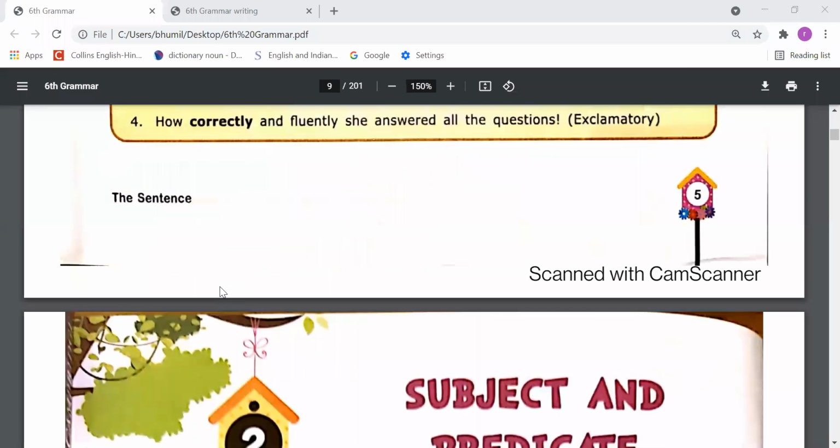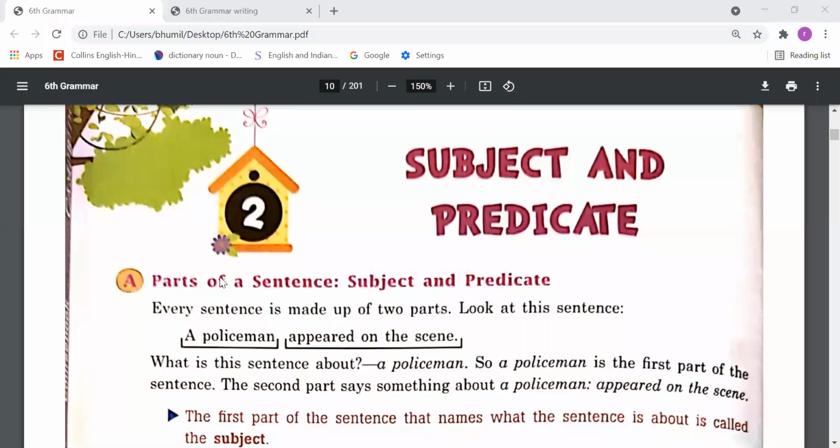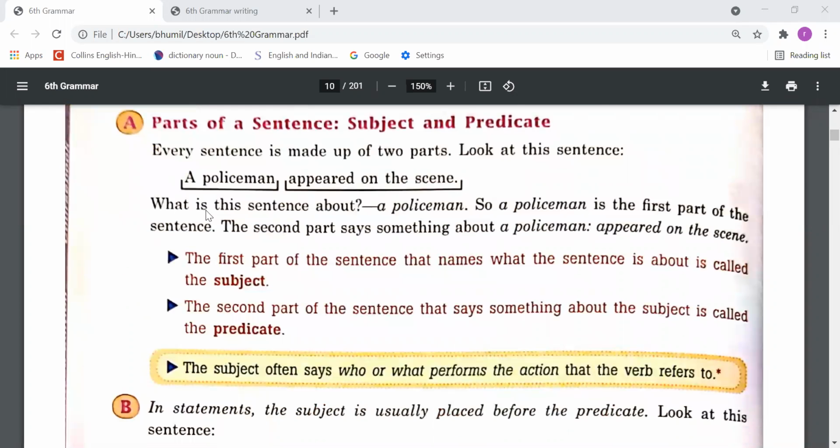Now let's come to the next chapter, subject and predicate. This chapter we have to understand. Second chapter, parts of a sentence, subject and predicate. So basically we need to understand, dear students, subject and predicate. These are the parts of a sentence, right? Every sentence is made of two parts. Look at this sentence: "A policeman appeared on the scene." Now you can see that this part is the subject and this part is the predicate. So there are two parts in every sentence. We can say simply, what is the sentence about?